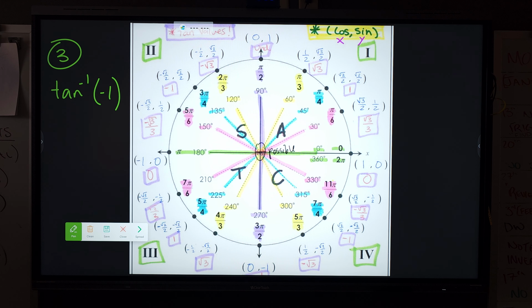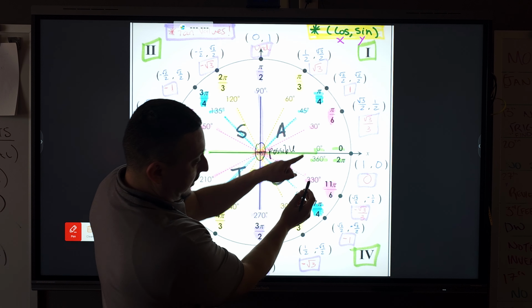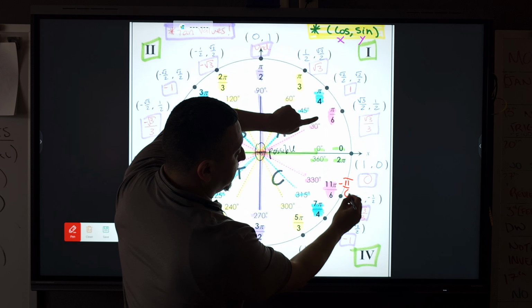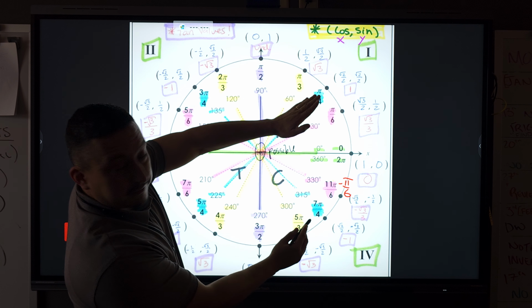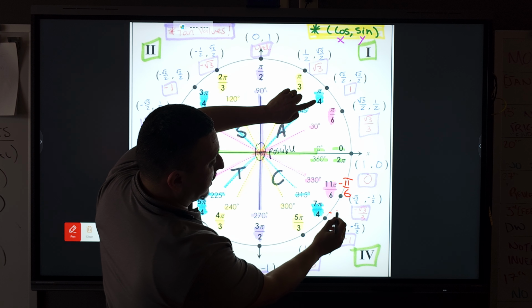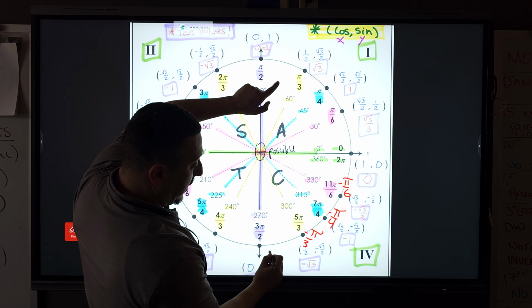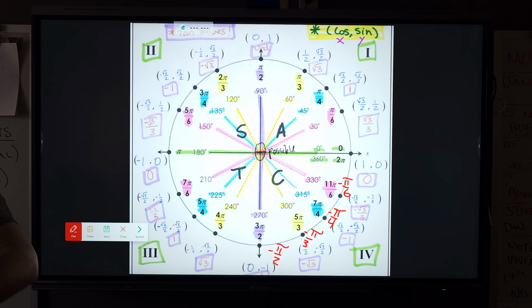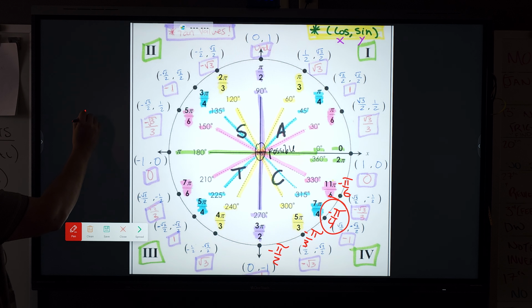So instead of going positive 30, this would be negative 30. Okay, so not pi over 6, but negative pi over 6. The next one, instead of being positive 45, would be negative 45. So negative pi over 4, negative pi over 3, negative pi over 2. You have to go backwards. You have to count backwards. Okay, so right here at negative 1, my answer would be negative pi over 4.